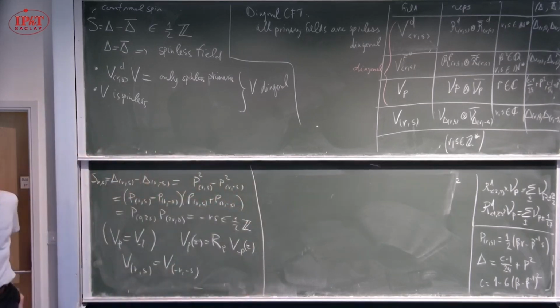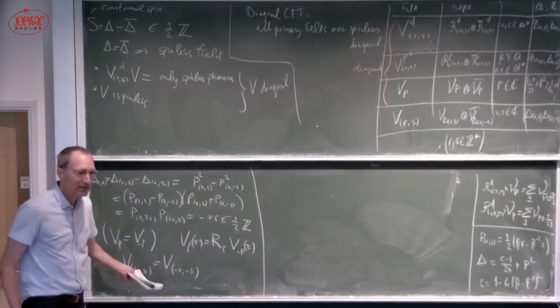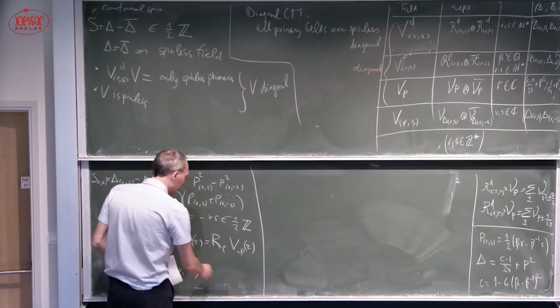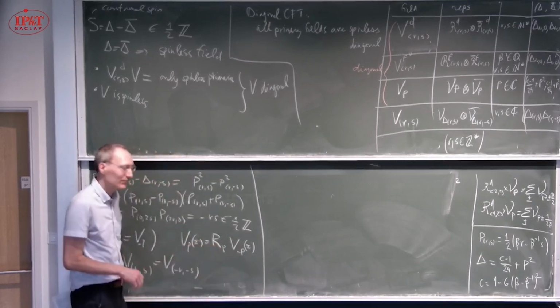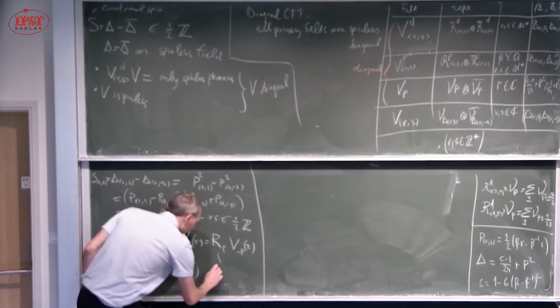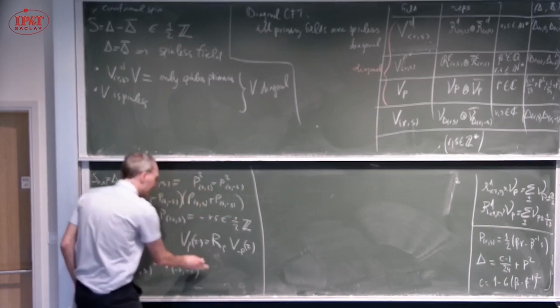Is it just a number? R? Sorry, R and S. R_P, yeah, it's just a number. It should not depend on Z. It's not a field. It's called the reflection coefficient.